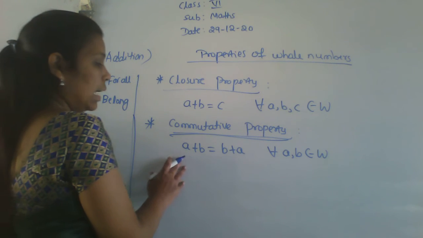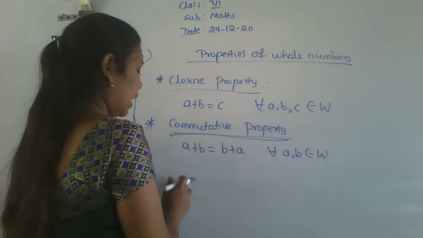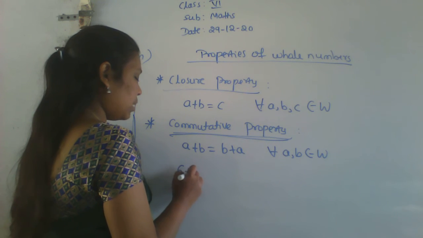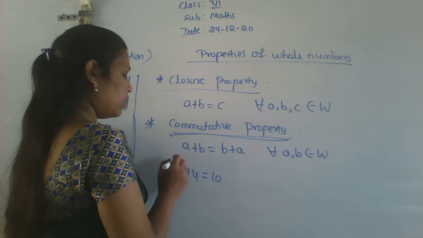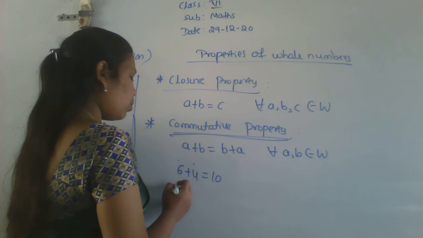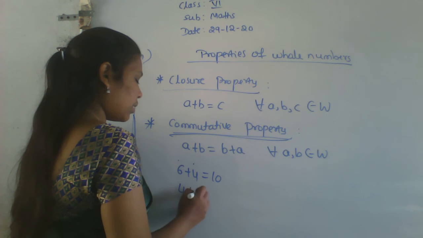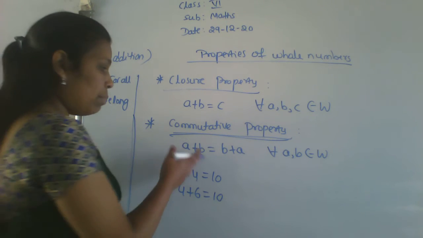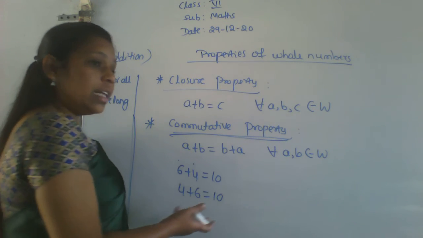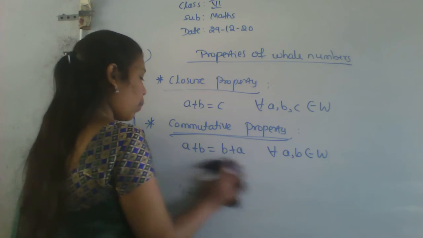Next, A plus B is equal to B plus A. 6 plus 4 is equal to 10. And exchange the numbers. This is A, now this is B. Now do the B plus A, that is 4 plus 6. What is the answer? 10 only, right? You are getting both the same only. A plus B is equal to B plus A. Then it is called the commutative property.